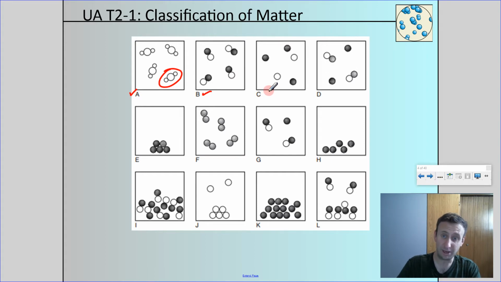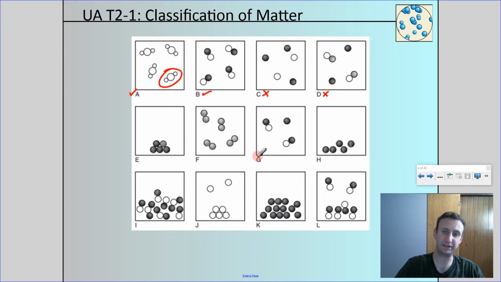Is C a pure substance? Well, no. I have two different types of particles going on here. I've got this and I have this. D, no, that's not a pure substance either. Now let's go one step further. I want to ask you here, between E, F, G, and H, which one of these is not a pure substance?